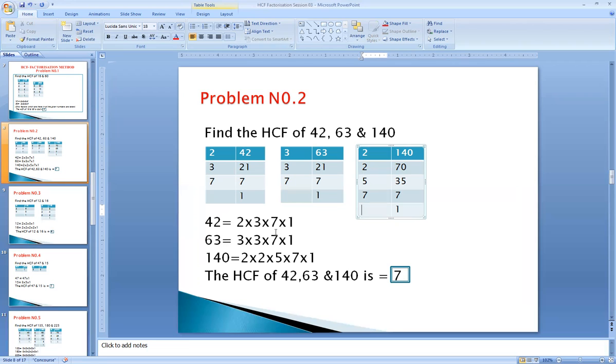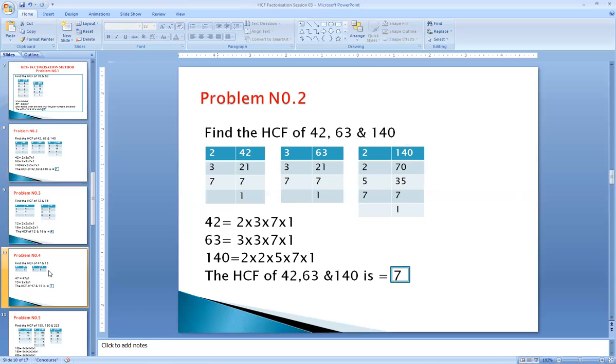Then we'll have to check for 7. 7 is repeated one time in all the three cases, so that has to be considered 1. If you take it also, it will remain the same. Therefore, the HCF of 42, 63 and 140 is only 7 because 7 is repeated only one time. So we should take 7 as the HCF.